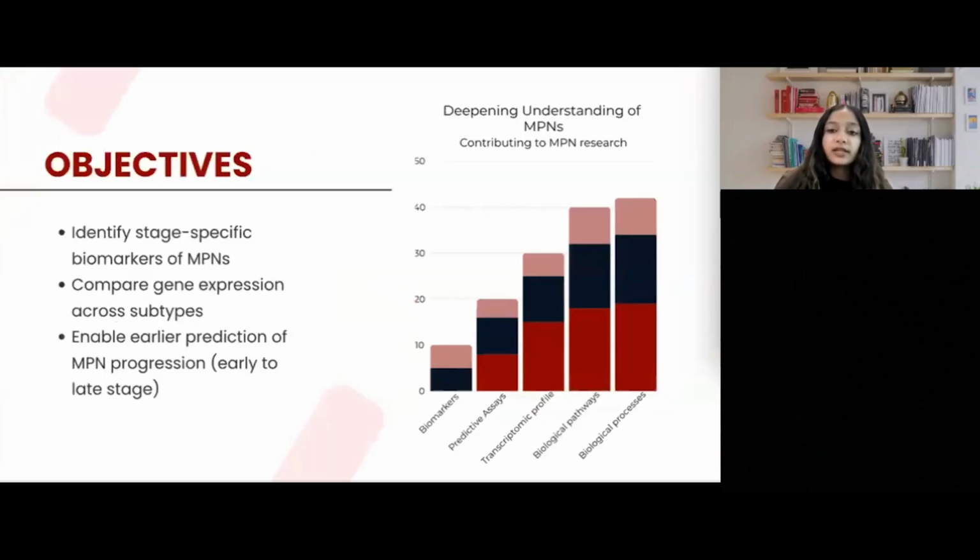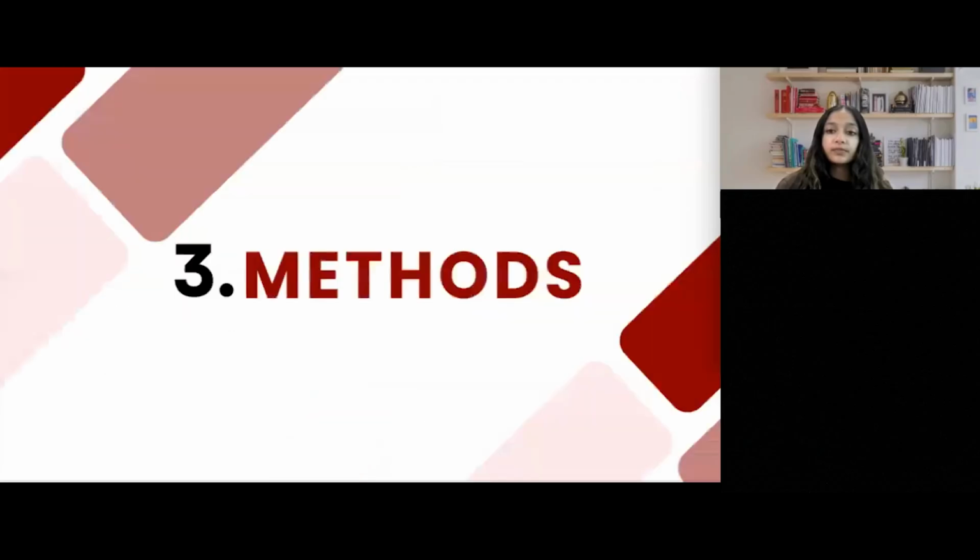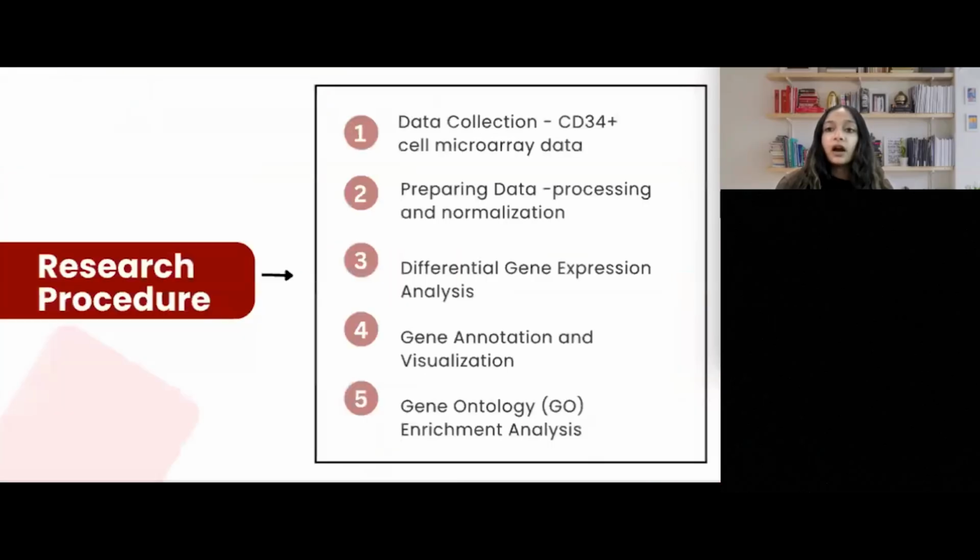Specifically, I wanted to identify stage-specific biomarkers of MPNs, compare gene expression across the subtypes, and enable earlier prediction of progression from early-stage MPNs into myelofibrosis. To meet those objectives, here's the methodology that I used. I followed 5 steps. First, collecting CD34 plus cell microarray data, then processing and normalization, then identifying differentially expressed genes, gene annotation and visualization, and finally performing gene ontology enrichment analysis.